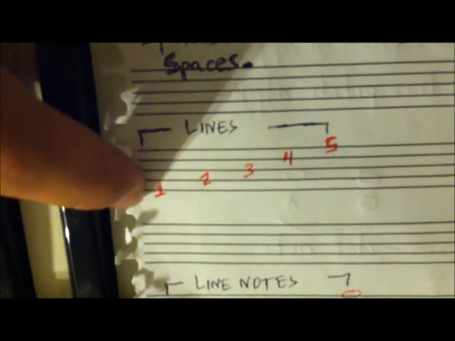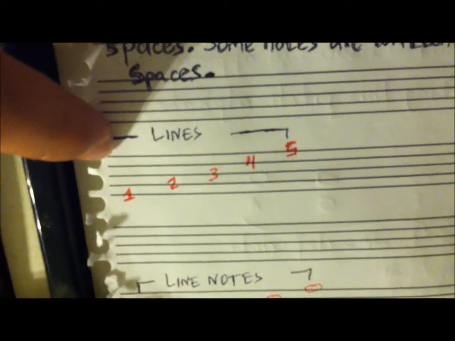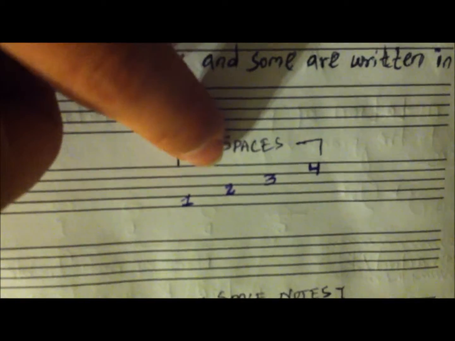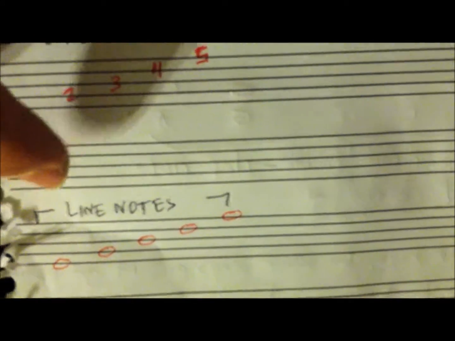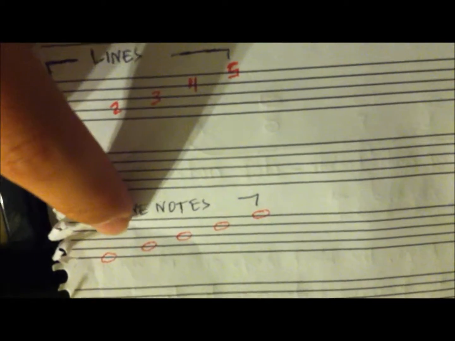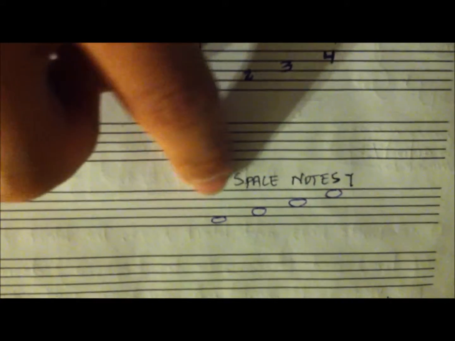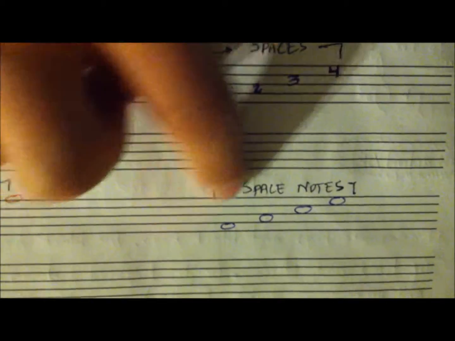Here, line 1, line 2, line 3, line 4, and line 5, from bottom to top. Space 1, space 2, space 3, space 4, from bottom to top. So an example of this is when we write a whole note on line 1, line 2, line 3, line 4, line 5, from bottom to top. Space 1, space 2, space 3, and space 4, all whole notes from bottom to top.